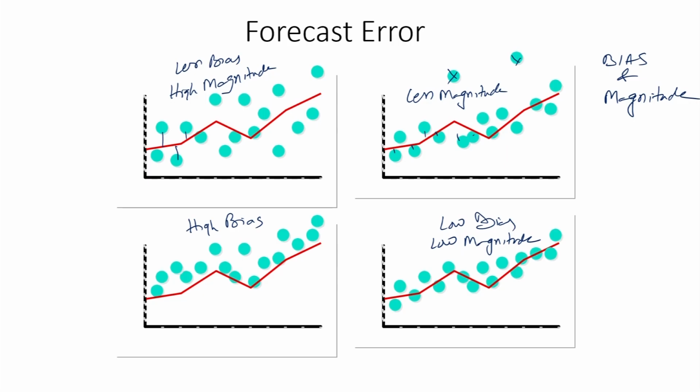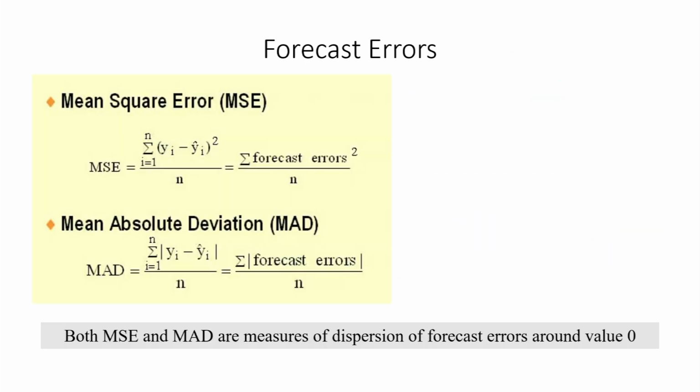So, with the help of this presentation, with the help of these scatter diagrams, you can visually also see what type of error you are having, whether the error is more or error is less. Visually also you can represent the forecast error and see the quantum of bias and the quantum of magnitude with the help of this.